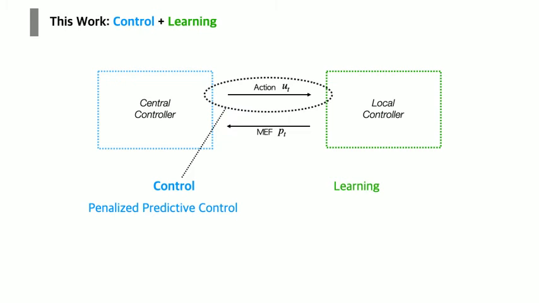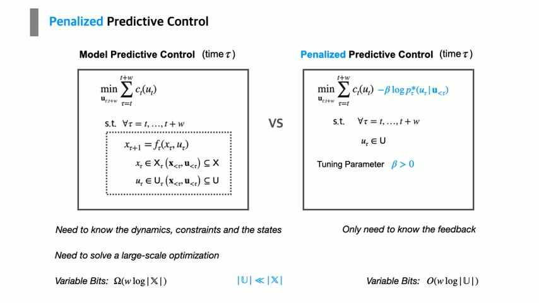Now, with the feedback PT defined and its properties verified, we present our online algorithm for the central controller to minimize total costs, which is called the penalized predictive control scheme. On the left-hand side, we first display the classical MPC with no terminal function. Note that solving this requires knowing the dynamics, constraints, and states at each time tau. We propose our penalized predictive control scheme on the right-hand side. It's basically a modified version of MPC.